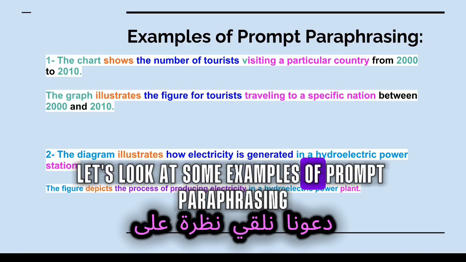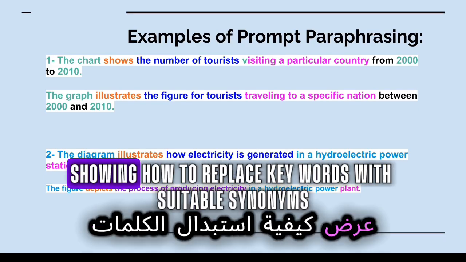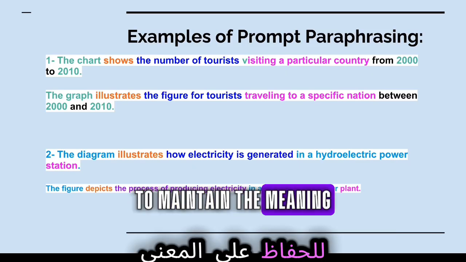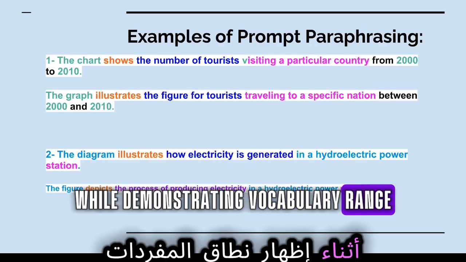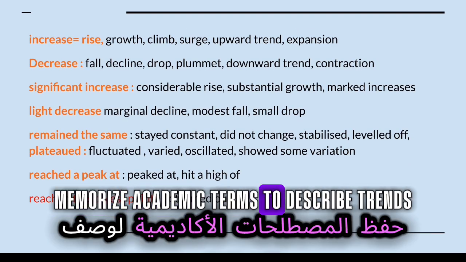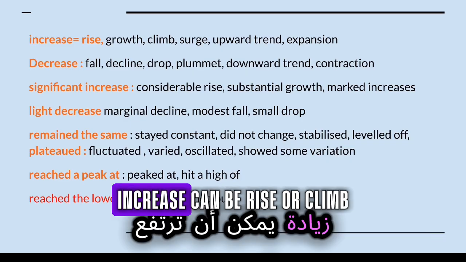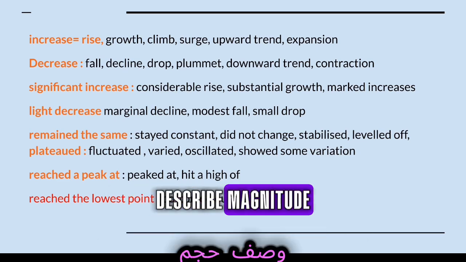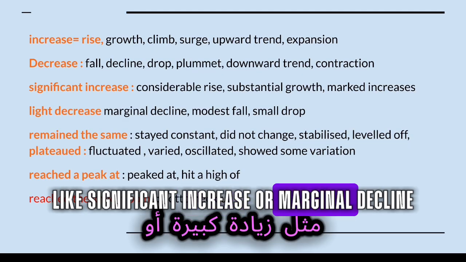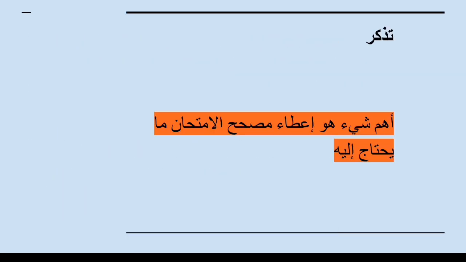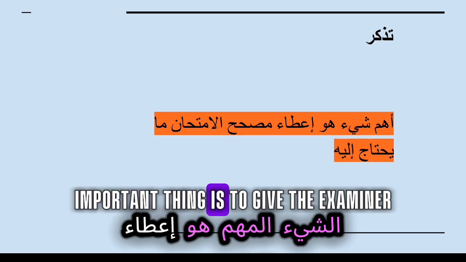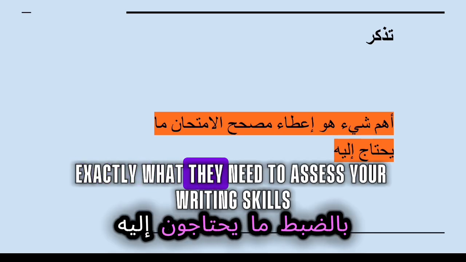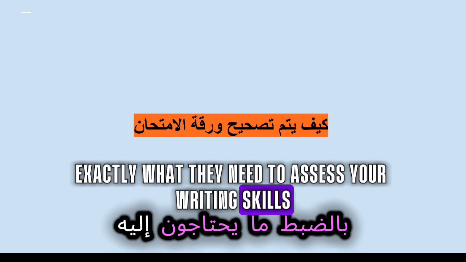Let's look at some examples of prompt paraphrasing, showing how to replace key words with suitable synonyms to maintain the meaning while demonstrating vocabulary range. Memorize academic terms to describe trends. Increase can be rise or climb. Decrease can be fall or decline. Describe magnitude, like significant increase or marginal decline. Remember, the most important thing is to give the examiner exactly what they need to assess your writing skills.